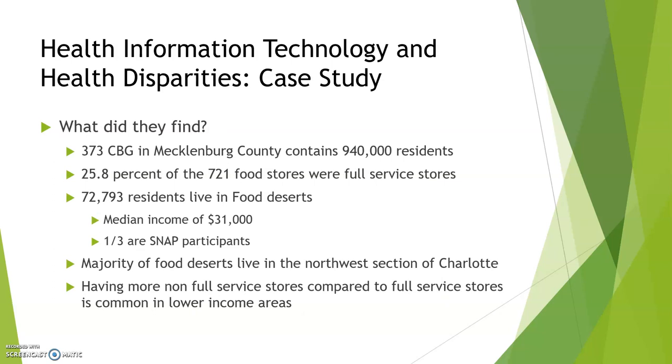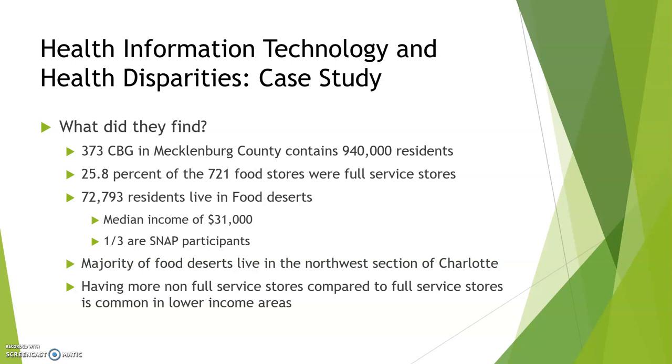So what were some of their findings based on the issues that they were trying to address? They looked at 373 CBGs, or census block groups, within Mecklenburg County, and within those groups they identified 940,000 residents residing in those areas. Only 25.8% of the 721 food stores were considered full service stores, and full service stores, according to the study, were essentially those stores that provided fresh fruit, canned fruit and vegetables, fresh produce, and also non-perishable type foods. So that's their idea of a full service store, essentially a grocery store, is the best way to think about it.